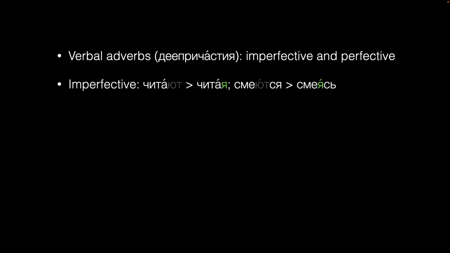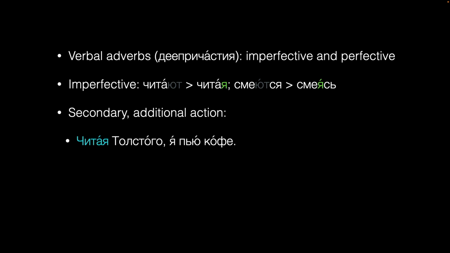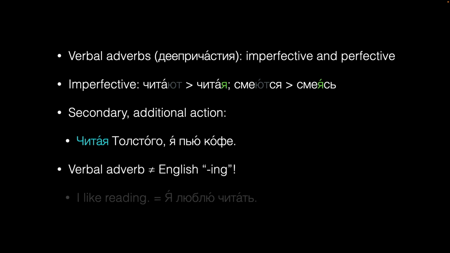Summing up, there are two types of verbal adverbs, imperfective and perfective. Imperfective verbal adverbs are formed by removing the ending of the present tense они form and adding я or я с мягкий знак, that is, ясь, for reflexive verbs. They add a secondary action to the verb in the main clause, typically expressing two simultaneous actions. Though they're often translated to English with phrases like while doing, take care not to confuse them with other uses of the ing suffix in English.